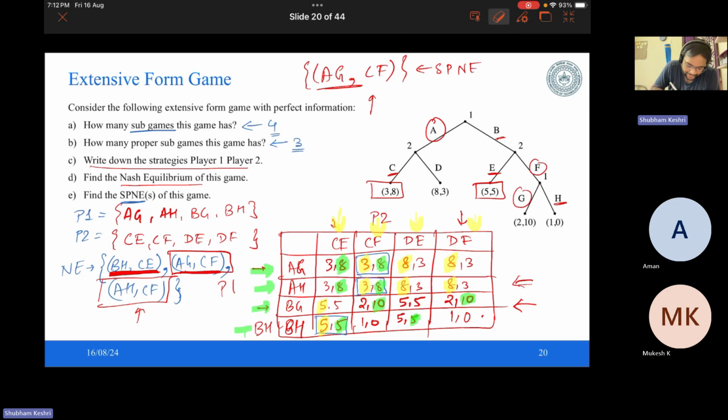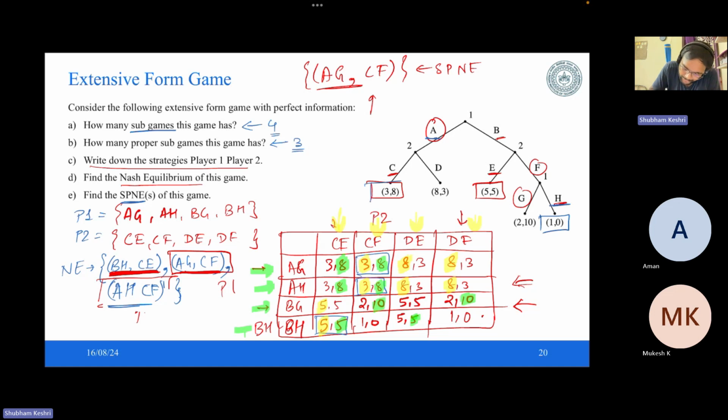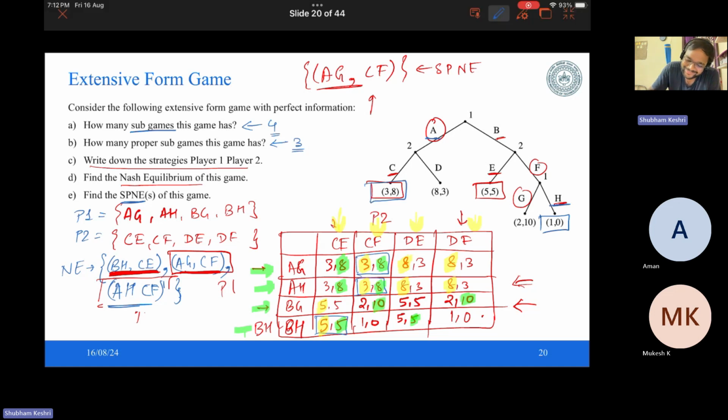All right. And at this end, when he is playing A, H, and C, F, then this will be the utility. No, this is the utility. I'm sorry. Okay.